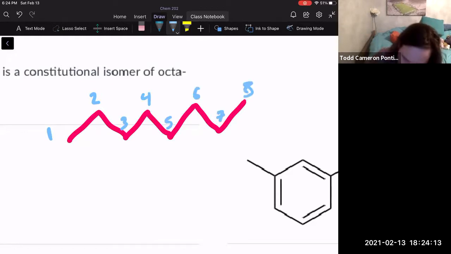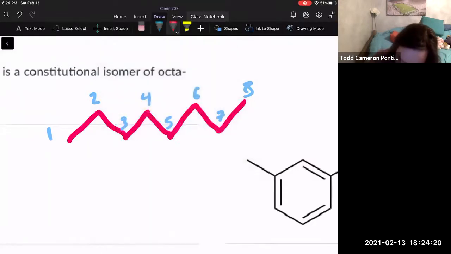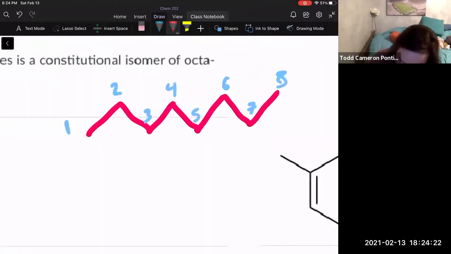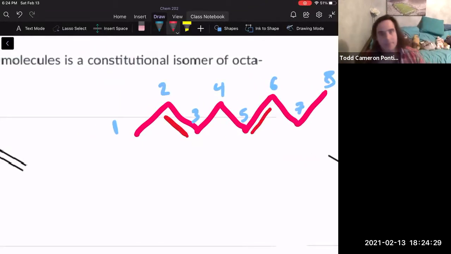1, 2, 3, 4, 5, 6, 7, 8. And since it's 2,4-diene, I'm going to draw in some double bonds. It's 2,5-diene. So we're going to make a double bond there. And we're going to make a double bond right here as well. Okay. Great, well and good.